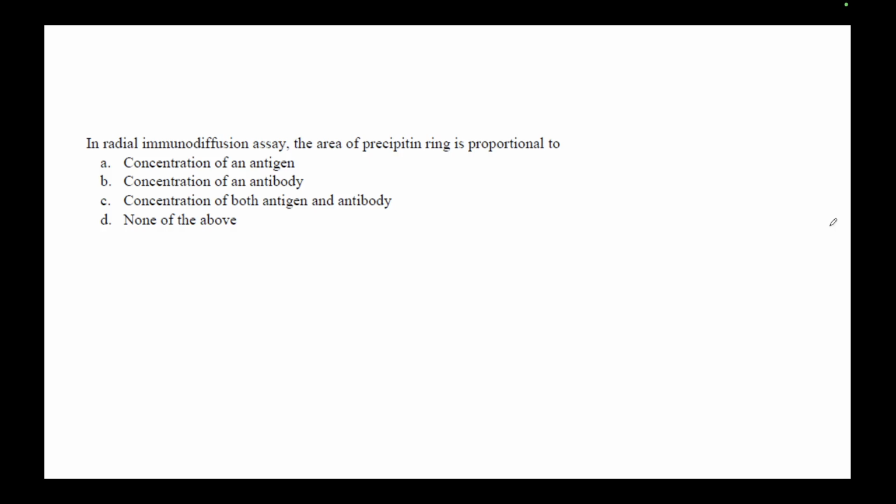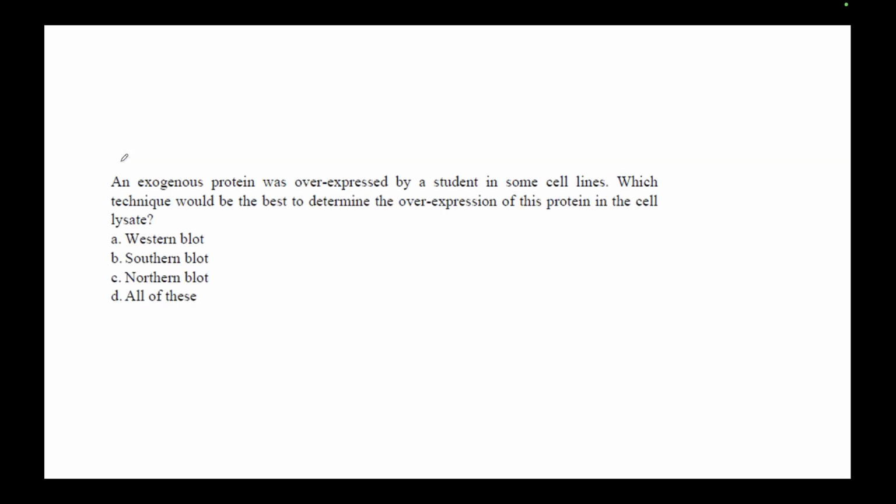Concentration of antigen. Yes, concentration of antigen. The more the antigen, the bigger the area of that radial precipitin ring. So then an exogenous protein was overexpressed by a student in some cell lines. Which technique would be the best to determine the overexpression of this protein in a cell lysate?